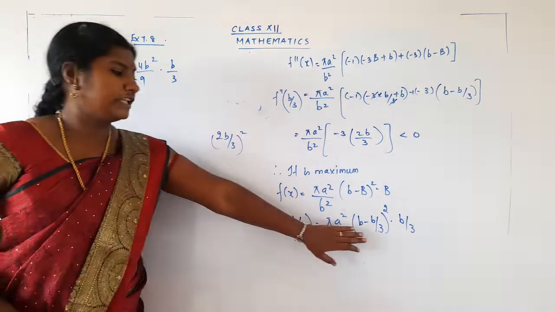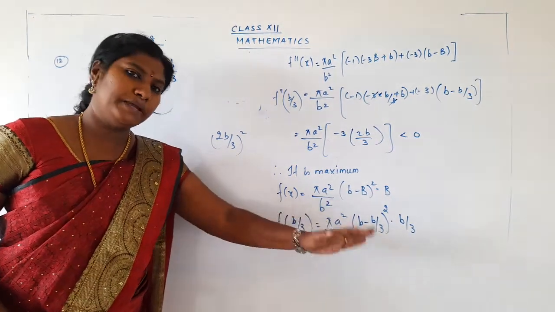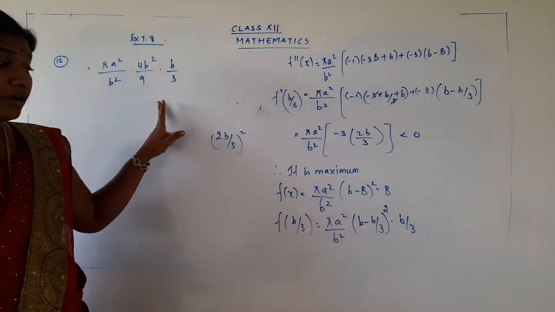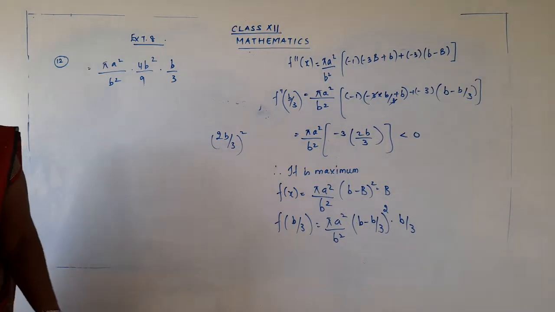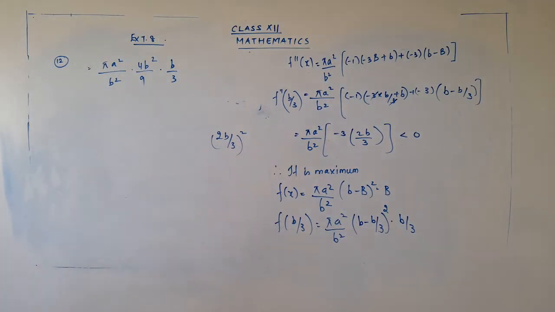I've just found the answer for this part. 3b minus b, 2b upon 3, that is 4b square upon 9 into b upon 3. So we get pi a square upon b square, b minus b upon 3 the whole square into b upon 3. So I get the answer is pi a square upon b square, 4b square upon 9 into b upon 3. So now we are just going to arrange this in a proper order.